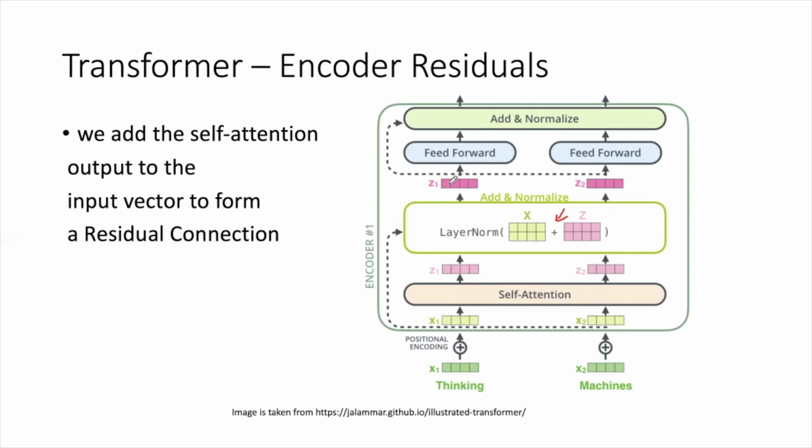Once we pass to the feed forward network, the output of the feed forward network is once again added to the input. The Z1 is added to whatever output comes here, and similarly Z2 is added to that, and we also normalize that. Once this entire process completes, the output representations generated here are passed on to the next encoder block. So this is the first encoder, and we have several such encoders stacked on top of each other.